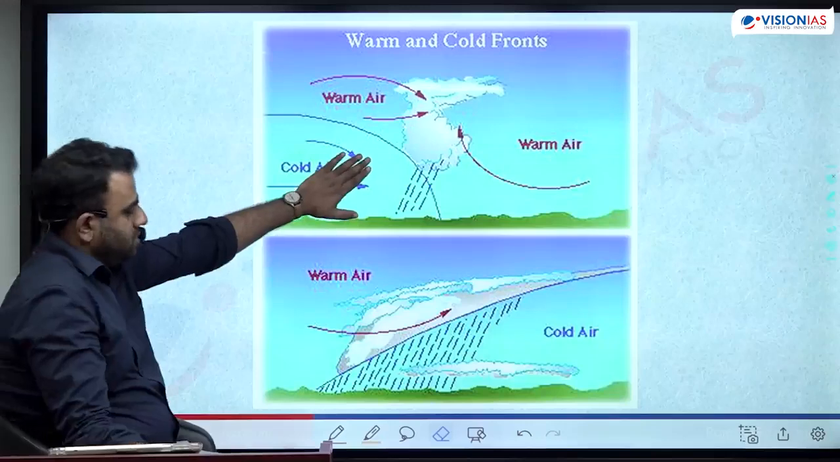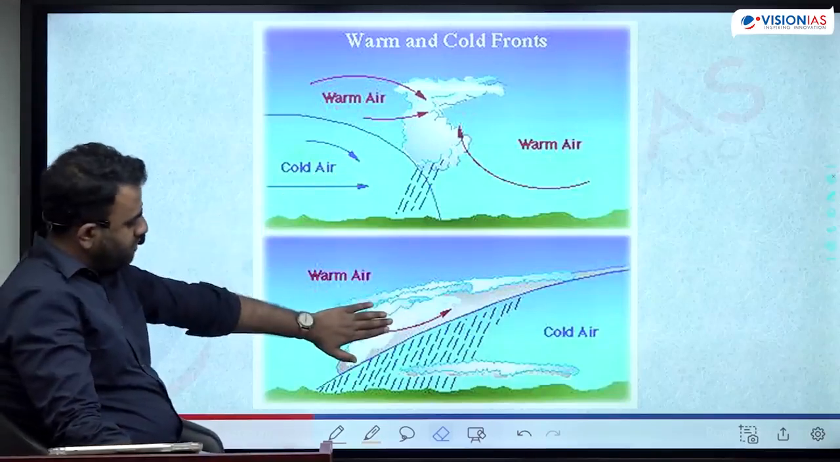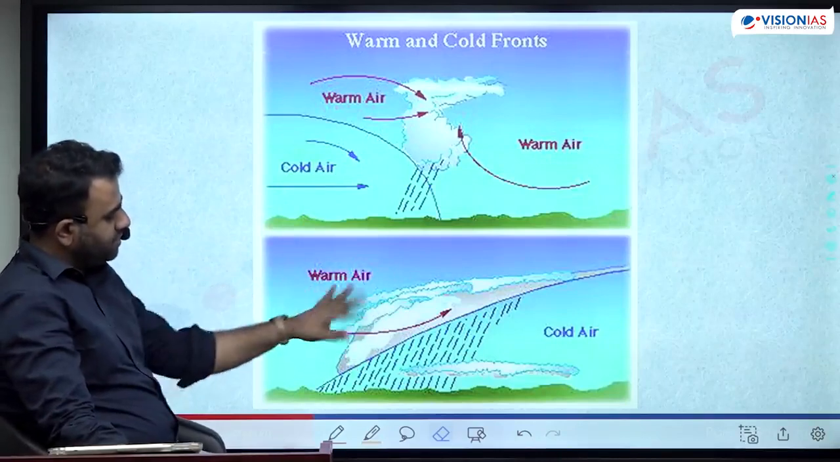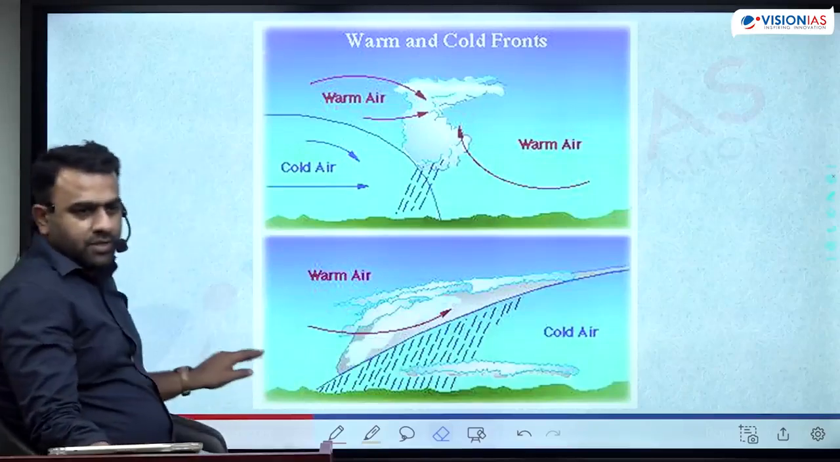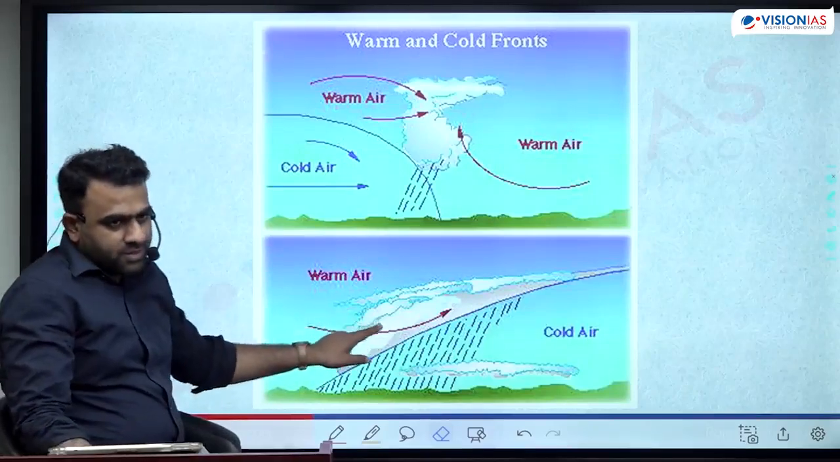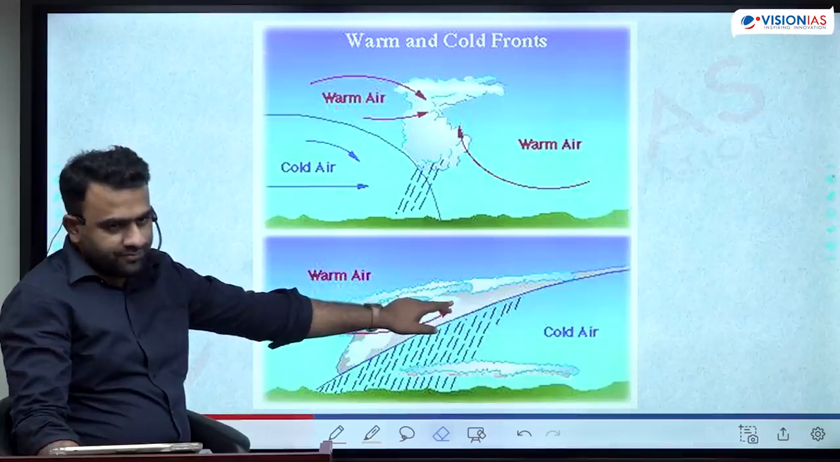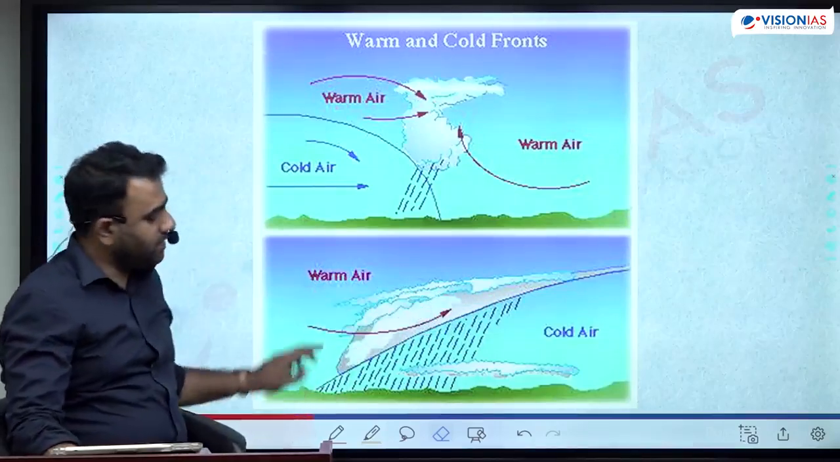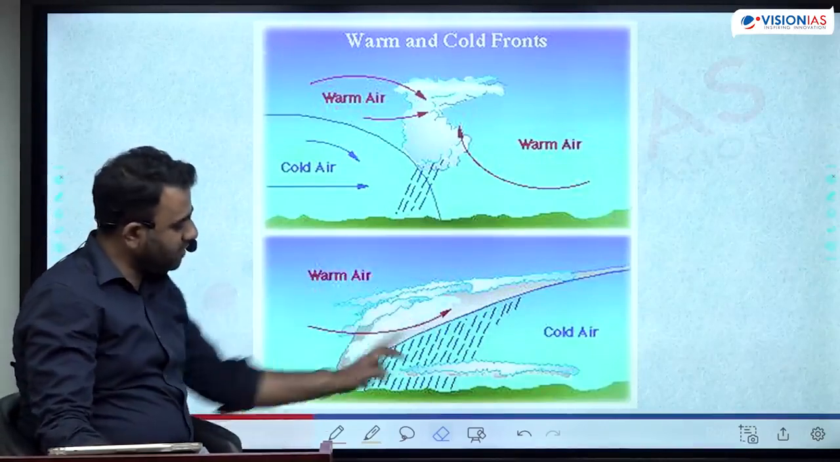So this is the cold front, this is the warm front. Okay, so see the warm front first. Here the air movement is opposite. This is warm air, this is cold air. The warm air is moving, it is overriding the cold air. The gradual upliftment, the slope is gradual. It causes nimbostratus clouds. Moderate rainfall over a larger area.